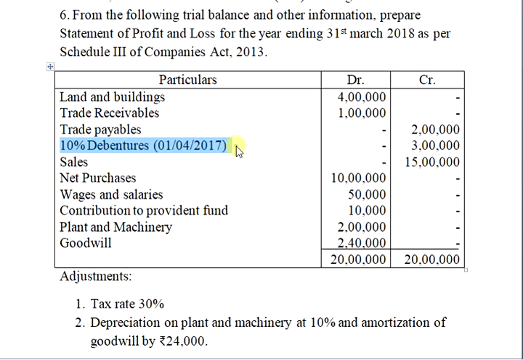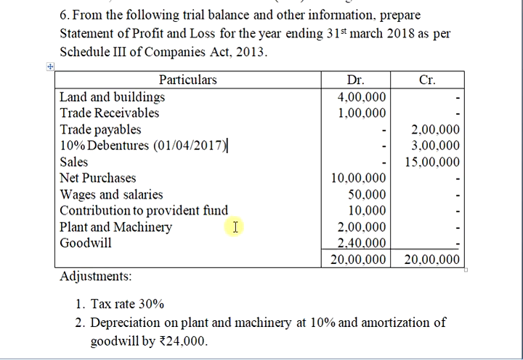It is an expense. Sales 15 lakhs is given. This is an income, revenue from operations. Net purchases is given 10 lakhs. It is an expense. Wages and salaries, employee benefit expenses 50,000. Contribution to provident fund 10,000. This is also an employee benefit expense. So wages and salary, contribution to provident fund should be maintained in a note. 50,000 plus 10,000 becomes 60,000.